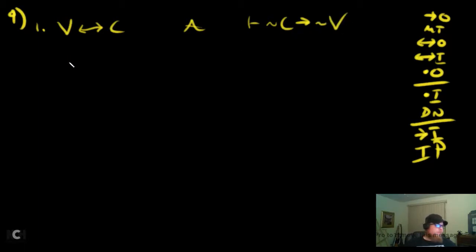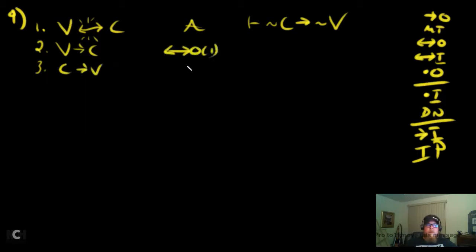All right, let's do the work. So here, do we have any arrows? No, so arrow out, modus tollens is not happening. Double arrow? Yep, not in parentheses. So that breaks down into these two things. We get V arrow C, and we get C arrow V. Double arrow out on line 1 for both.